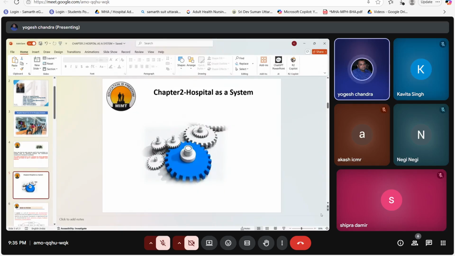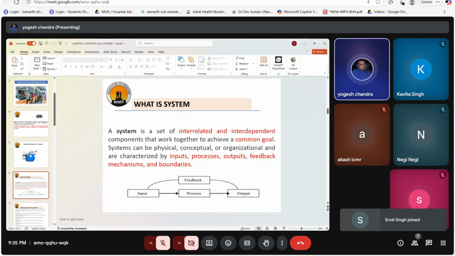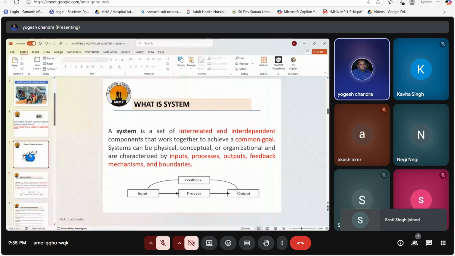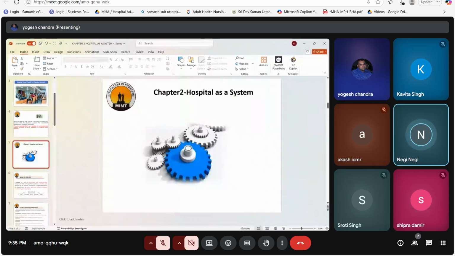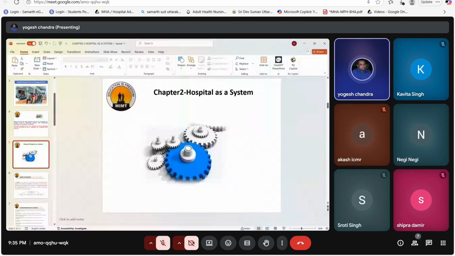Anybody wants to tell anything about what your understanding is? What is your perspective about the system? What is a system? Sir, good evening, sir. Good evening. Good evening. Good evening, sir.